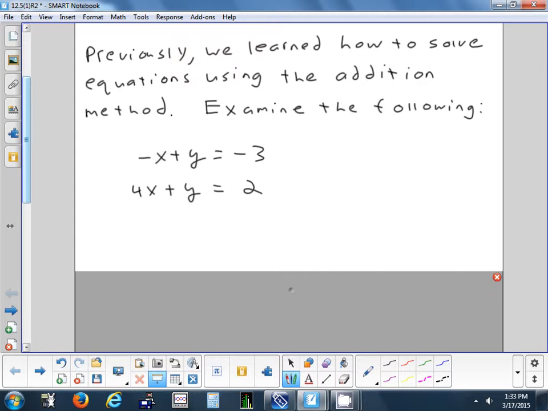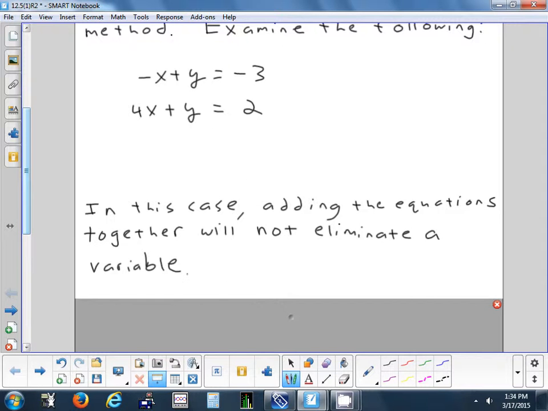Okay. So let's see what would happen if we add them up. Usually we add them up and one of them disappears. Okay, let's see what happens. What's negative x plus 4x? 3x. What's y plus y? Which one came out to 0? Neither one of them. Okay, so doing exactly the same thing we did yesterday won't work. We just have to change it slightly to make it work. So adding the equations together, Savon just showed us, didn't eliminate anything.